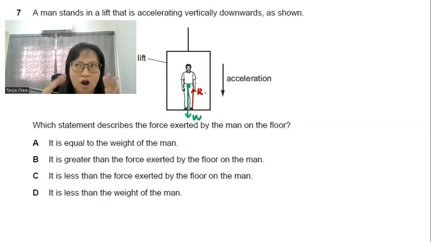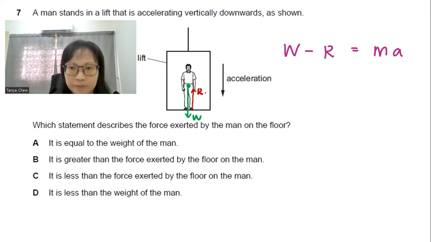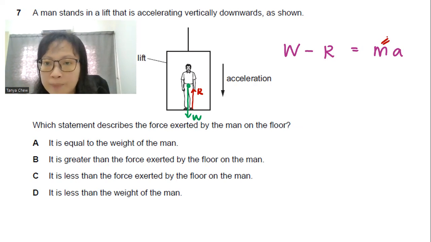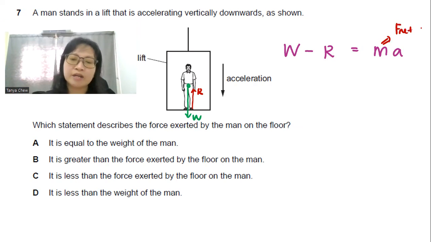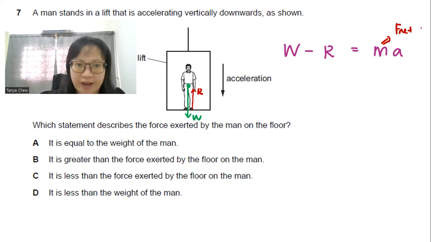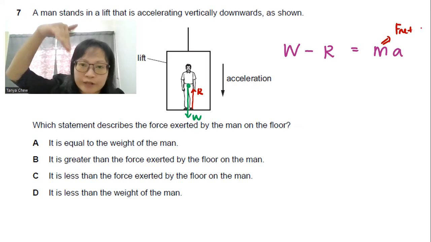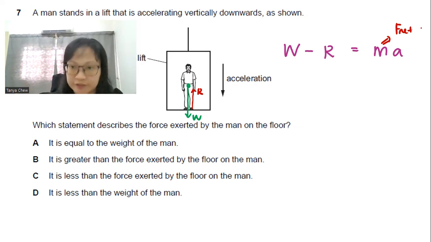So I am going to use R as a symbol of my normal reaction force between the man and the floor of the lift, and W as the symbol of the weight of the man. So the equation is W minus R equals to MA. This MA represents the net force. Why do I need the net force here, or the resultant force? Because the question already told us that the man is accelerating downwards. If there is an acceleration, there must be a net force or resultant force, which is equal to MA.